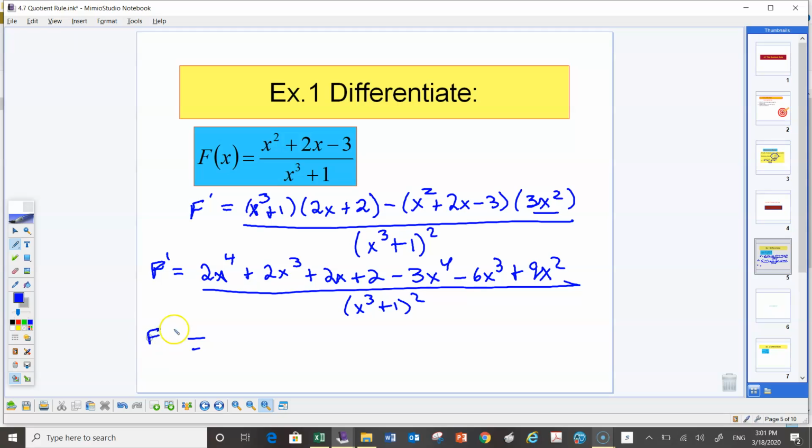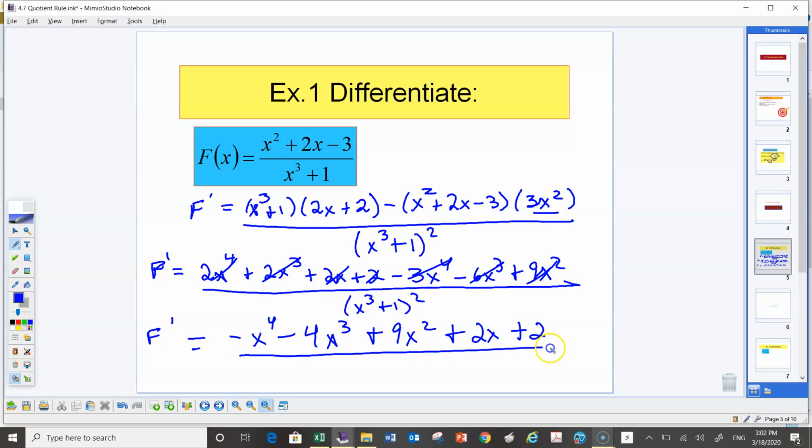So now f prime, I'm going to collect like terms. I have a 2x to the fourth and a negative 3x to the fourth, so I'm left with a negative 1x to the fourth. I have a 2x cubed and a negative 6x cubed, so that's negative 4x cubed. I have a 9x squared. I have a plus 2x and a plus 2, and this is all divided by x cubed plus 1 squared. And that's our first example.